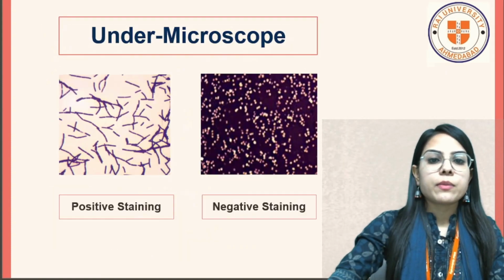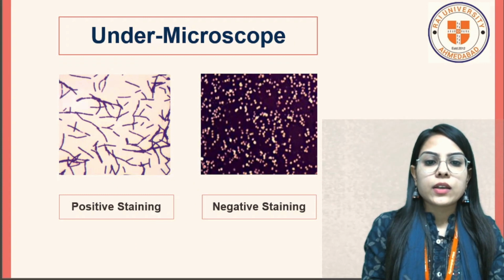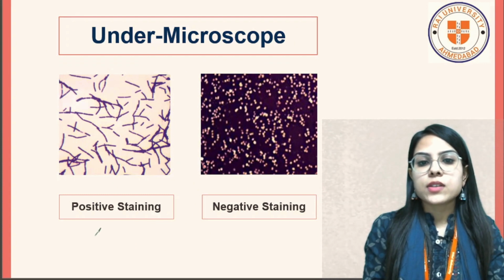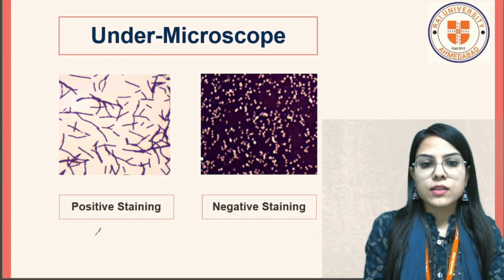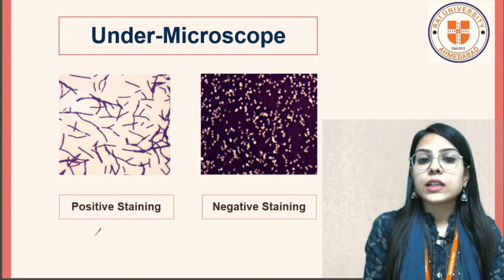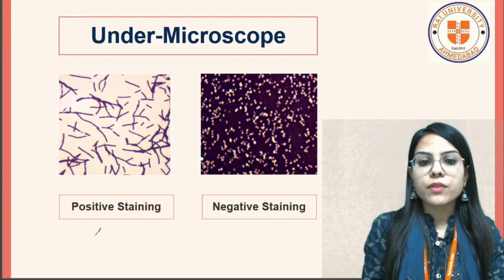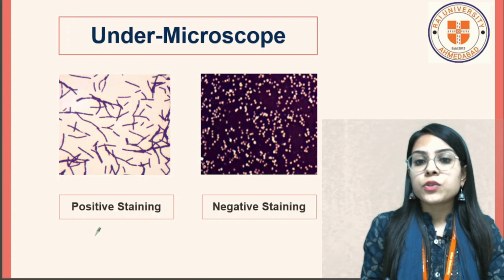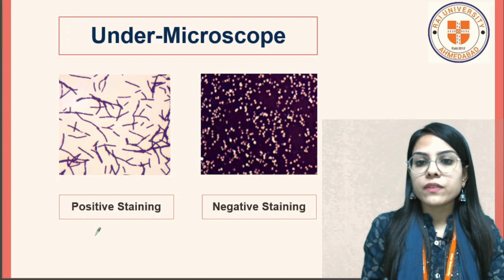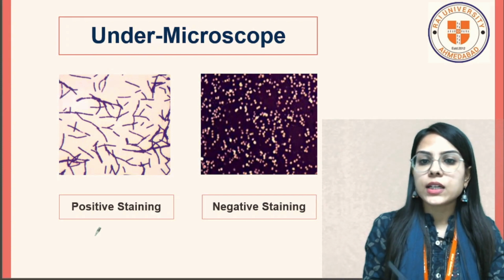Okay. So under a microscope, in the case of positive staining, you will get colorful bacteria. These lines are bacteria. So you will get colorful bacteria and the background will be colorless in the case of positive staining. But in the case of negative staining, due to the same charge, bacteria will not absorb the stain, so the background will be colorful and the bacteria will be colorless.